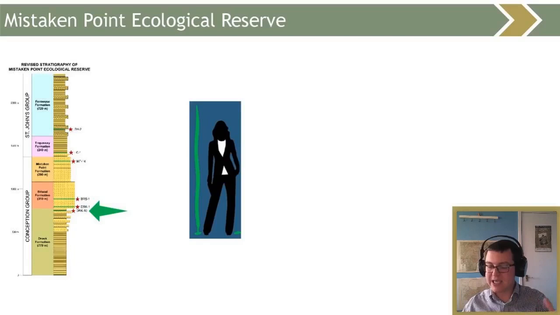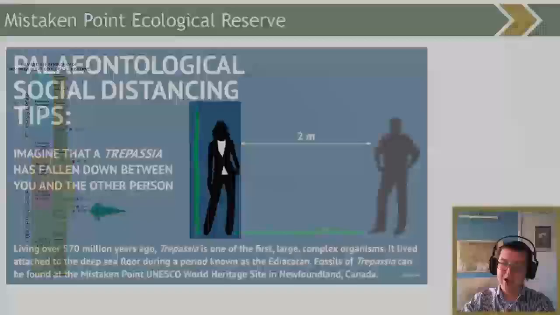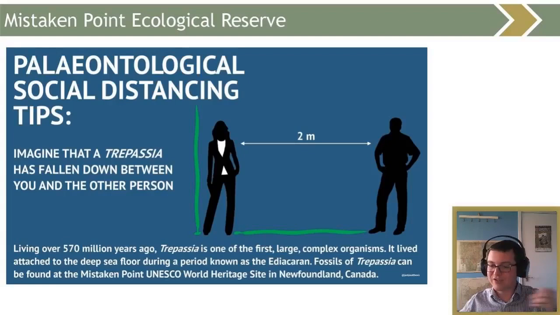And 2 meters, of course, is a very useful measurement at the moment, because you can use a Trepassia wardae as your perfect measuring stick for your social distancing. So if you're out and about and you're thinking, how far should I be away from other people, think about a 2 meter long Trepassia having fallen over between you.